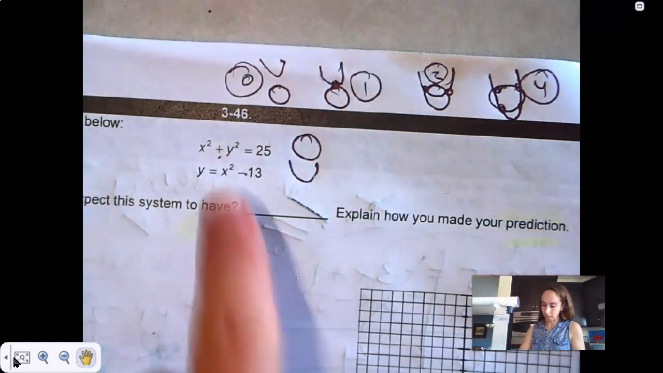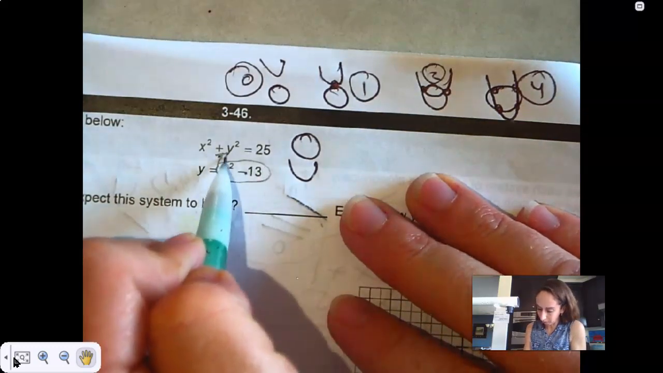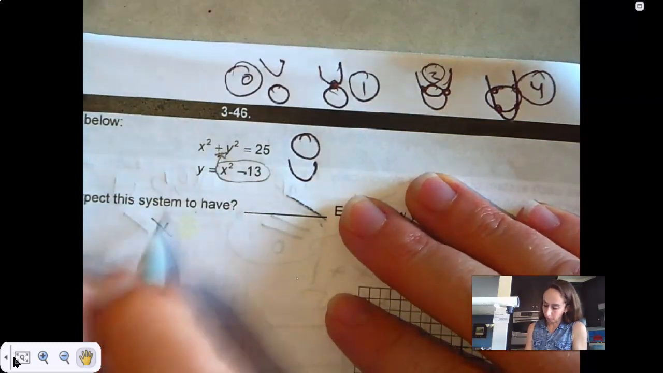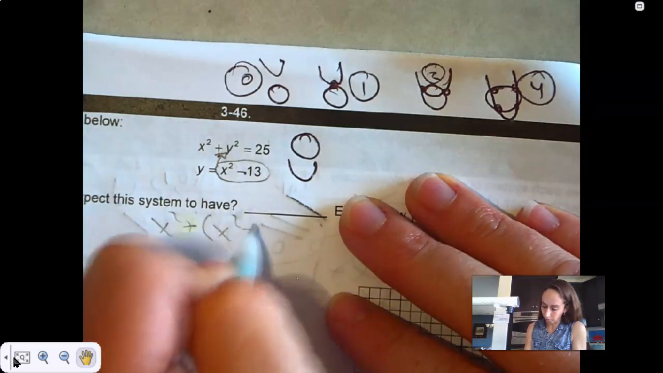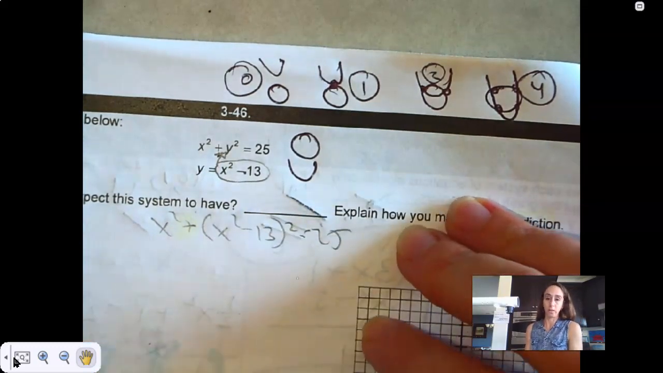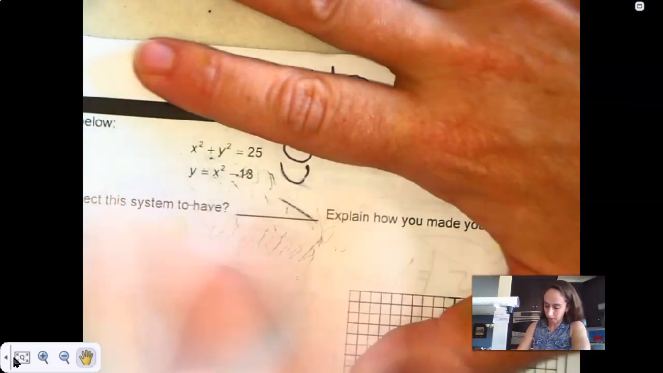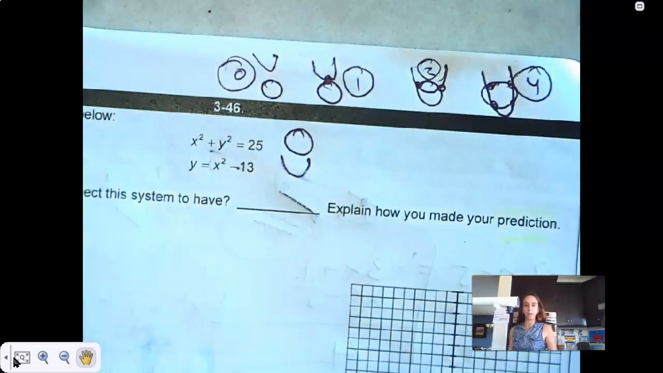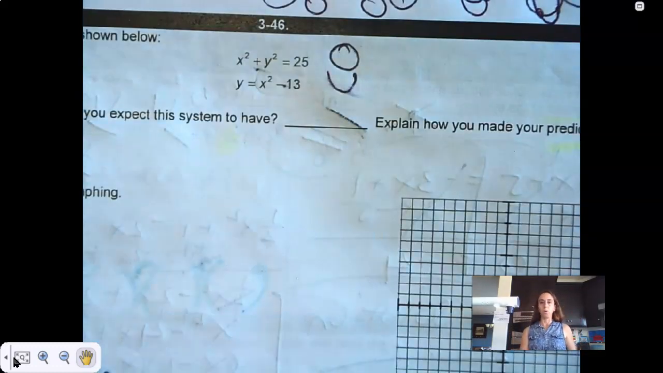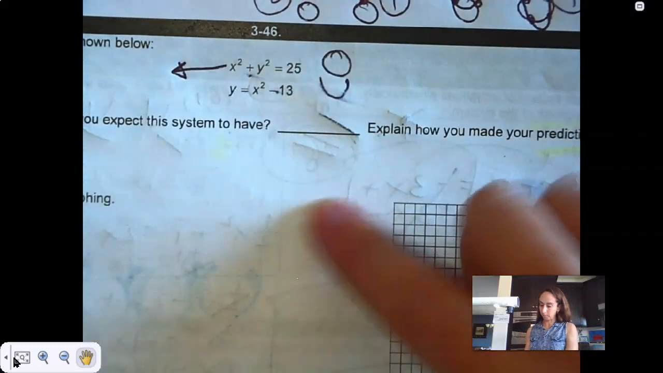One way to solve this is to take this and plug it in there. So I would go x squared plus x squared minus 13 squared equals 25. Does that look fun? No. So I don't want to approach it that way. Could I approach it that way? Of course I could. What I'm going to do is this. I'm going to take this equation over here.